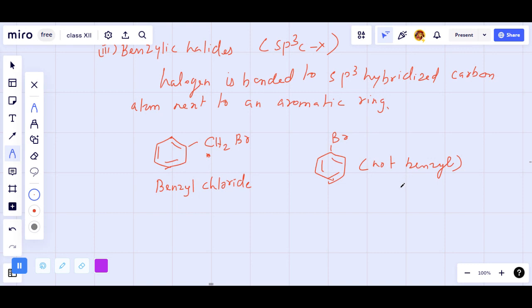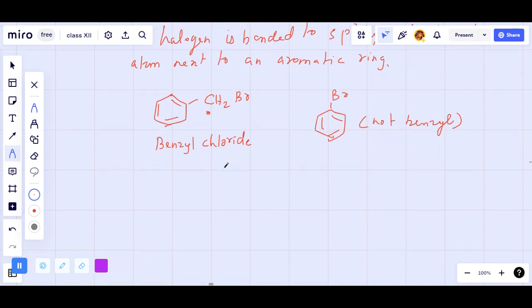This is not a benzylic compound. Benzyl means the star carbon in the aromatic ring is attached to another carbon. So that is benzyl.